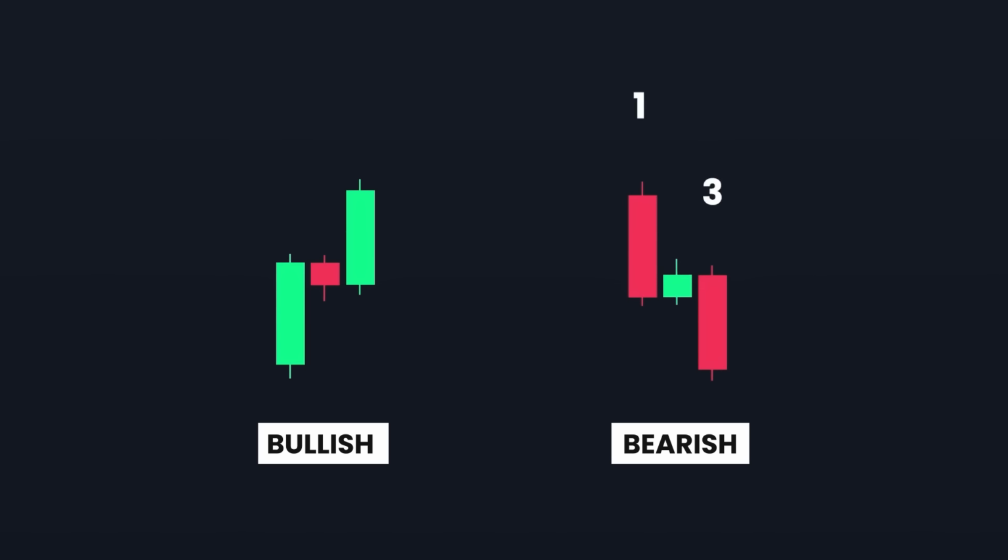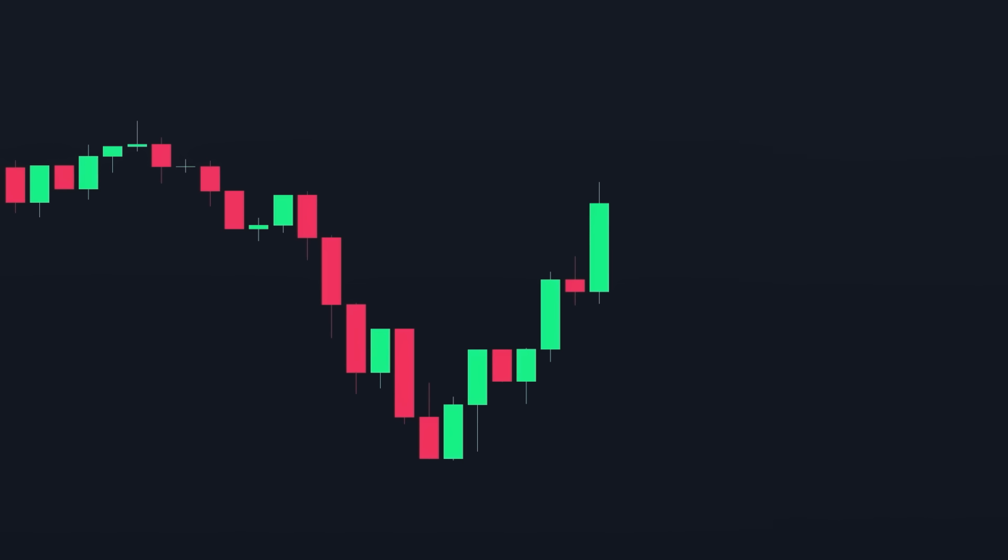The bullish version has large green candles as the first and third, with a small red candle in the middle. The bearish version uses large red candles with a small green candle in between. This pattern is absolutely incredible for continuation trades. When you see this formation during an existing trend, it signals that the trend is likely to continue with renewed strength. For a bullish pattern, you can enter a long position at the close of the third candle, with your stop loss at the bottom wick of the second candle.